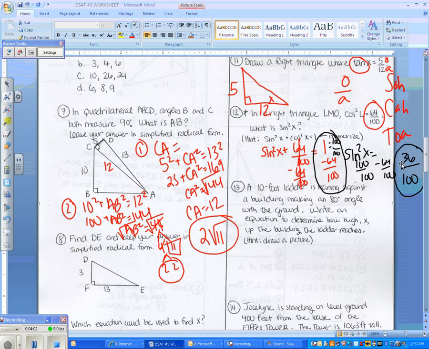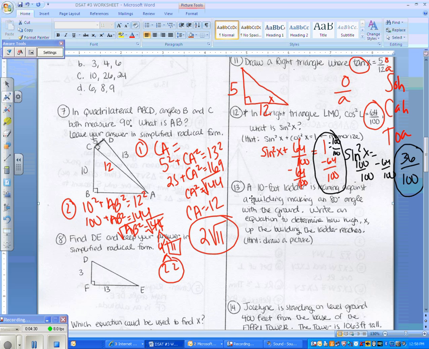You can keep it like that. They might ask you to reduce it on your test, in which case you could divide both by 2 if you want to. But I don't think they're going to ask that from you guys. I think that should be fine. 36 over 100.